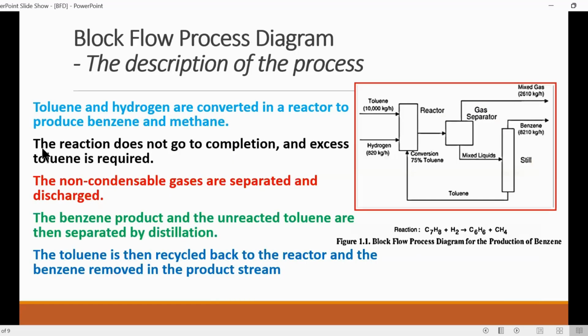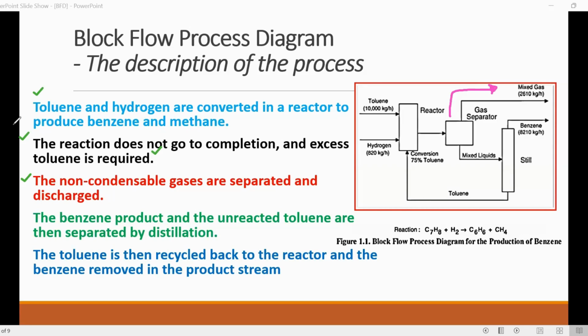Now see a little more deeper. What are the steps involved? That is what we will see. Number one, toluene and hydrogen are converted in a reactor to produce benzene and methane. Number two, the reaction does not go to completion, and excess toluene is required. The non-condensable gases are separated and discharged. Where is it done? So here.